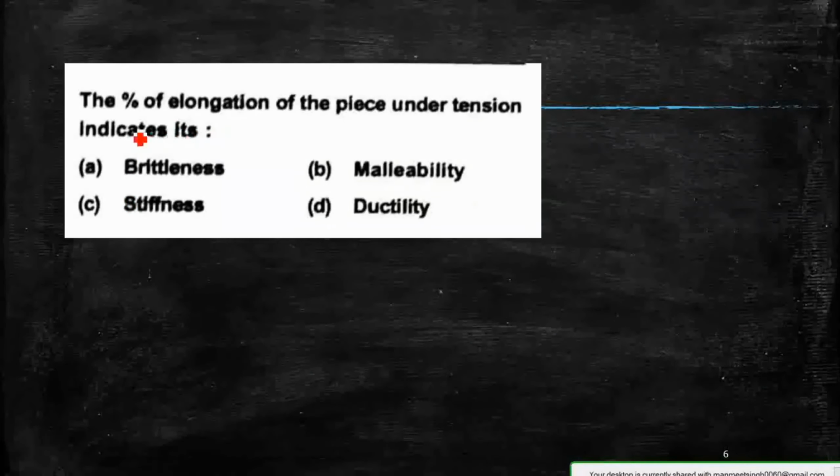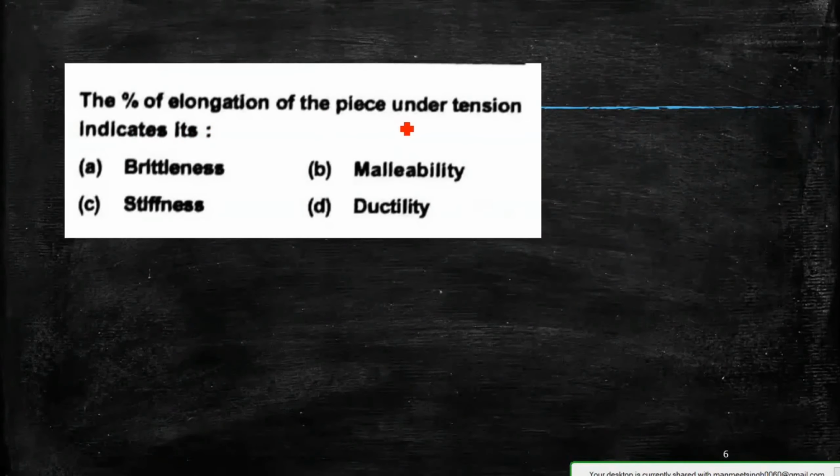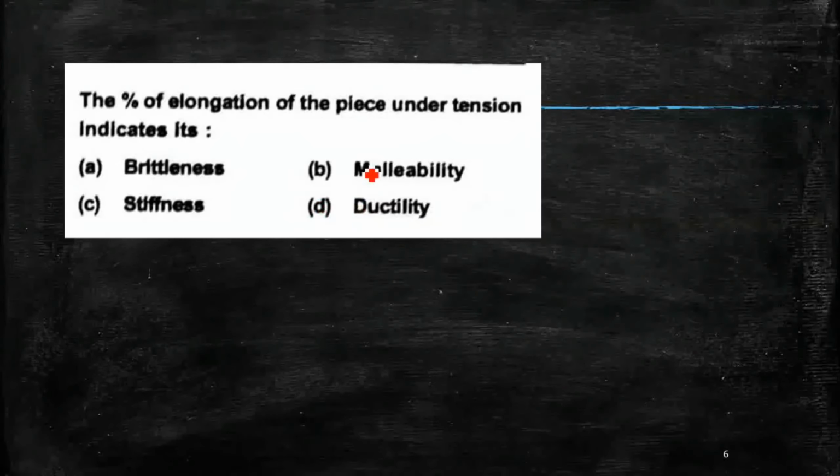The elongation, percentage of elongation of the piece under tension indicates its brittleness, stiffness, ductility, or malleability. The correct option is option D, that is ductility.